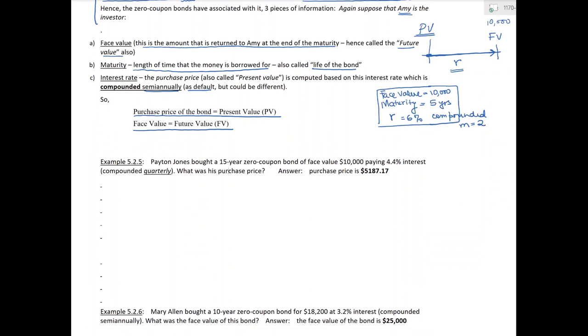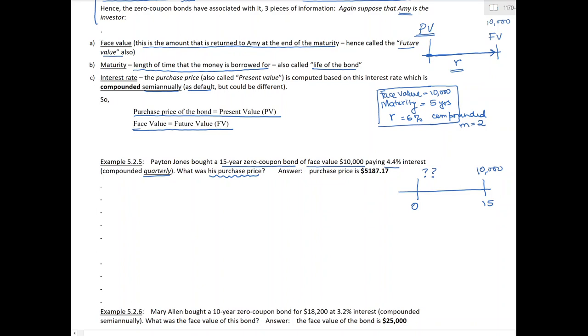So Peyton bought a 15-year zero coupon bond of face value $10,000, which is paying 4.4% interest compounded quarterly. So what was his purchase price? In other words, Peyton has a bond for 15 years. Now he's going to get $10,000 after 15 years. The question is, how much did he buy it for now? So what's his purchase price? So it's pretty straightforward if you understand how to set it up.